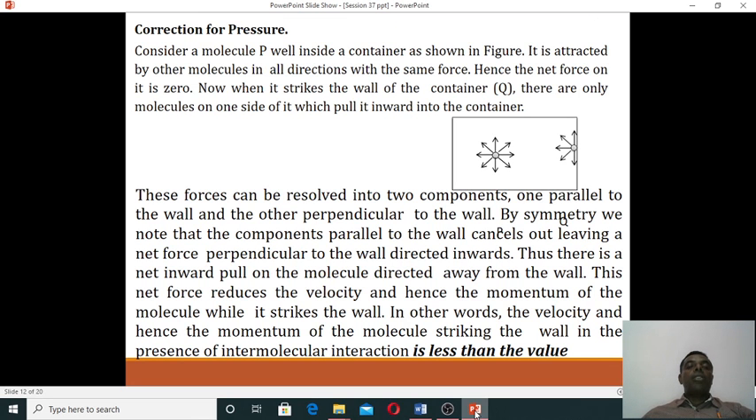Another one is the correction for pressure. Consider a molecule P well inside the container as shown in the figure. It is attracted by the other molecules in all directions with the same force. Hence the net force is 0. Now, when it strikes the walls of the container, there are molecules on only one side of it, which pull it inward into the container.